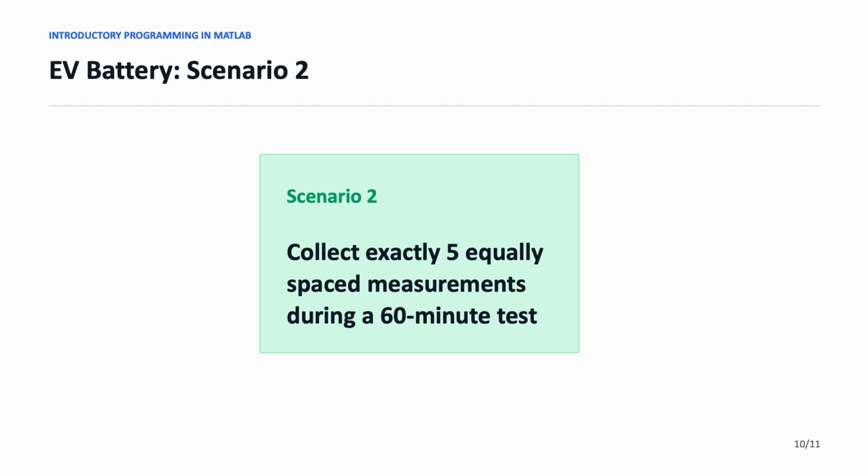Now, let's consider a different requirement for the same battery test. Suppose we need to collect exactly 5 equally spaced temperature measurements during the 60-minute test, including the beginning and the end. This time, what information do we know? We know the number of measurement points we need, 5. Because we need to control the number of points rather than the interval between them, linspace is a natural choice. Let's create our time vector in MATLAB.